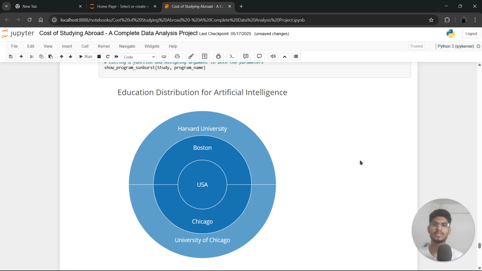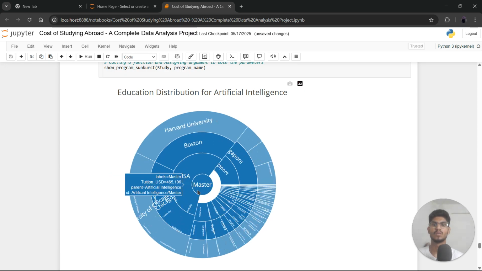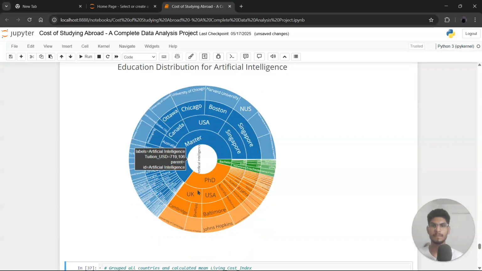In the USA only two cities are offering me, either Boston or Chicago. So I want to study in Boston, and there is a university called Harvard University, which will cost me 58,000 US dollars just to pursue the masters in artificial intelligence. That's how this function is working right here.